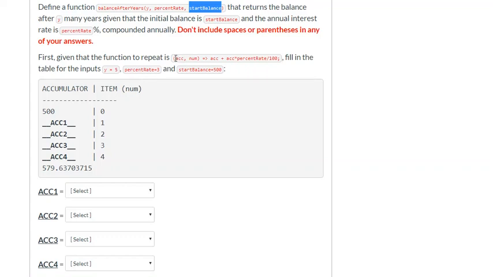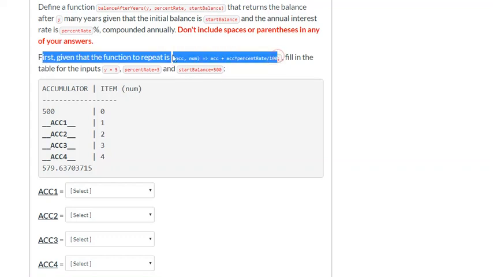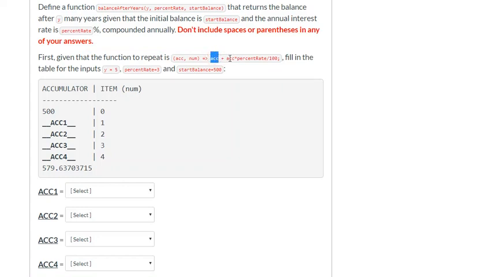what next year's balance is going to be is this one right here. Your accumulator represents your current balance. Num is the number of years you've kept the balance in for, and it's not actually going to matter in the calculation for determining next year's balance. Each time you just take the current balance and add the current balance times the interest rate over 100. So let's fill out the table for the inputs Y equals 5, a percent rate of 3, and a start balance of 500.